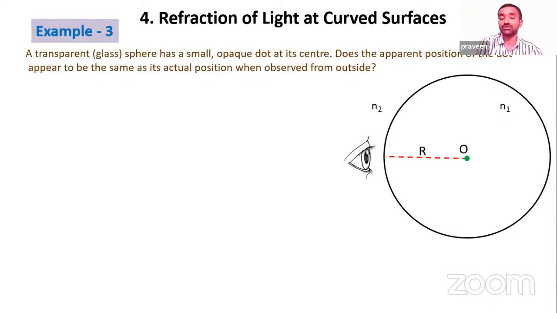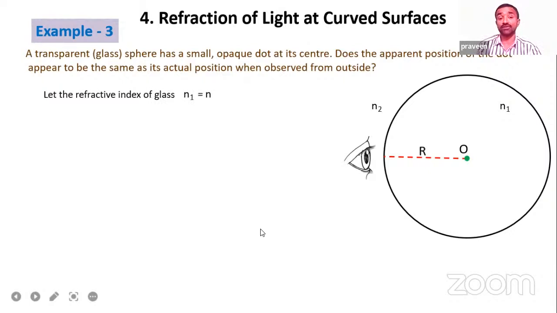n2 and n1. So n2 is the refractive index of the air and n1 is the refractive index of the sphere. Let us take the refractive index of the glass, n1, as unknown, given as n. Then what about the refractive index of the air medium, n2? According to our 9th class knowledge, it is 1.0003, approximated as 1. So I got the n1 and n2 values.